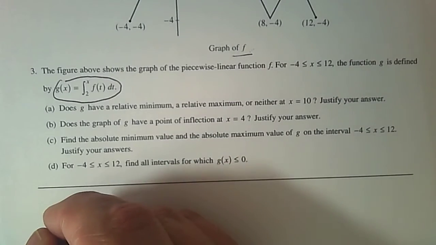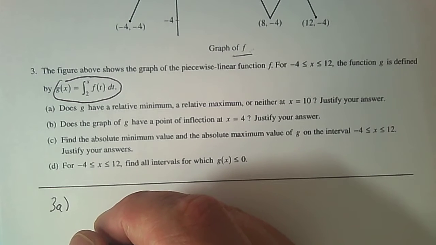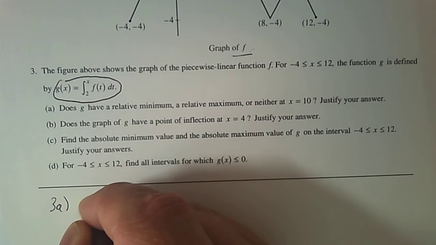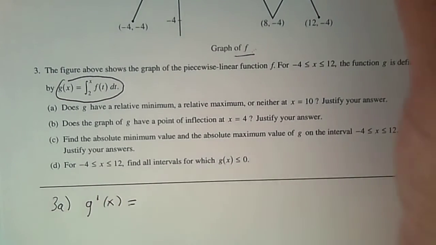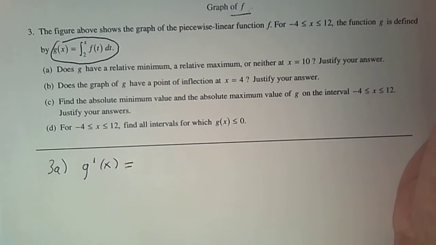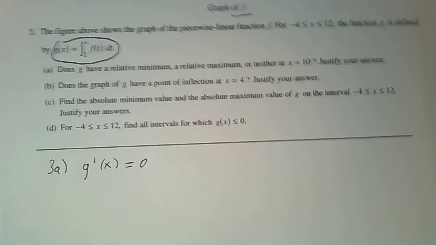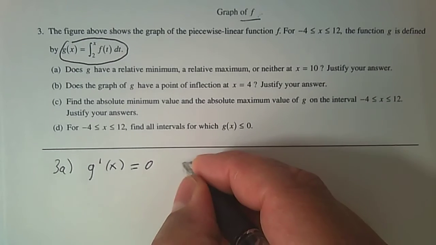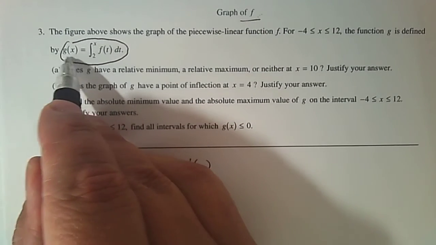The first question for A is: does G have a minimum, a maximum, or neither at x equals 10? So how would you know? For the derivative of G, I would have to see whether there's a sign change around it. What I'd look for is to take the derivative and make it equal to 0, and then look at the signs around it to see if there's a sign change.